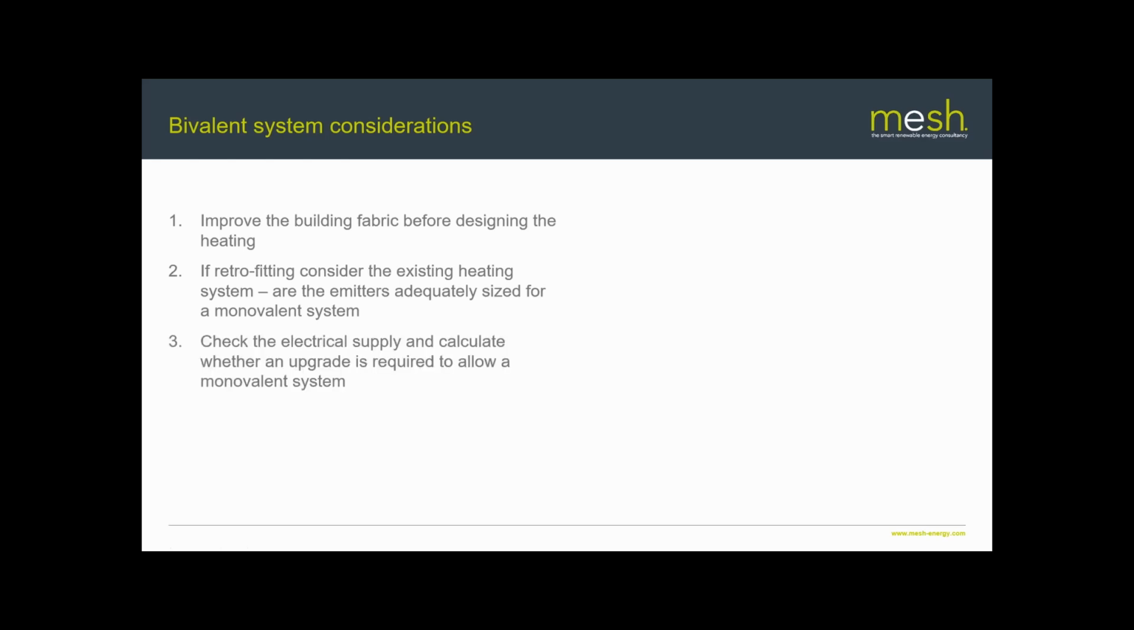Thirdly, check the electrical supply. Is an upgrade going to be needed to allow a monovalent system? If it is, is it more economic to pay for that upgrade, or would a bivalent system be a better alternative?